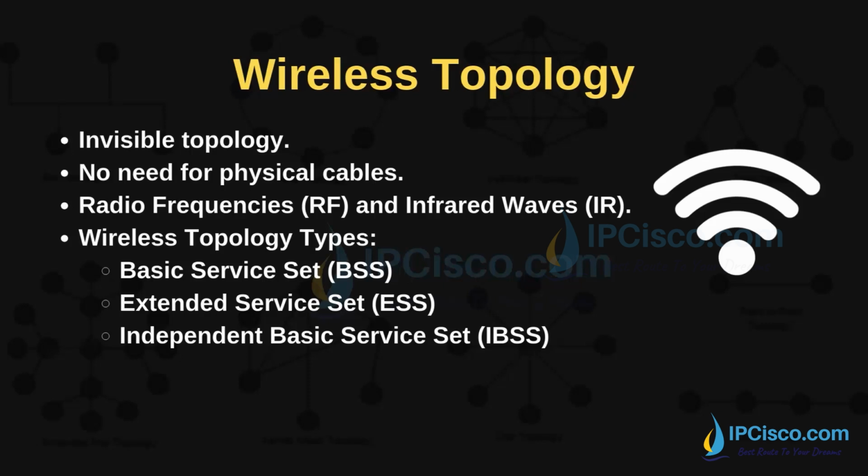There are three wireless topology types. These are Basic Service Set, BSS, Extended Service Set, ESS, and Independent Basic Service Set, IBSS. We will talk about the details of these wireless topology types in the following lessons.